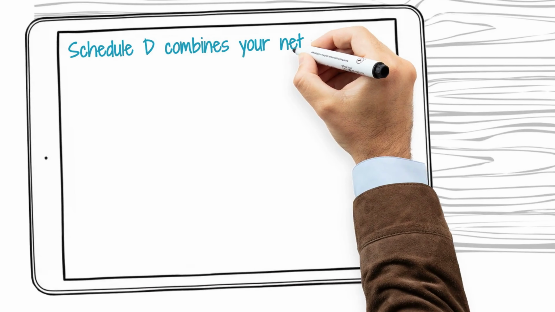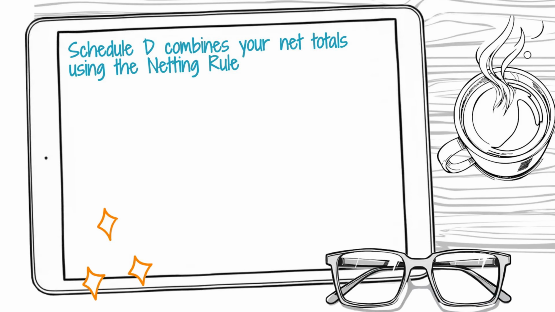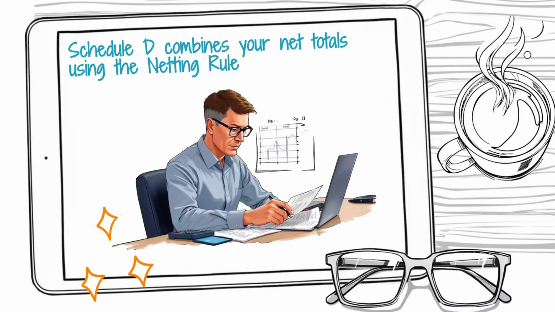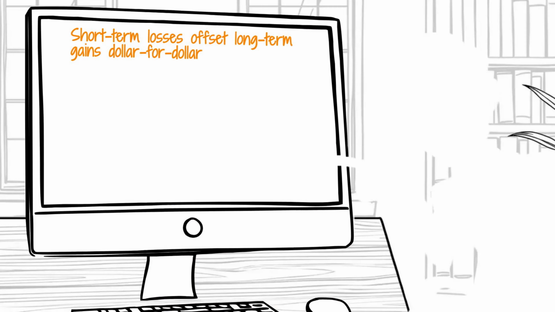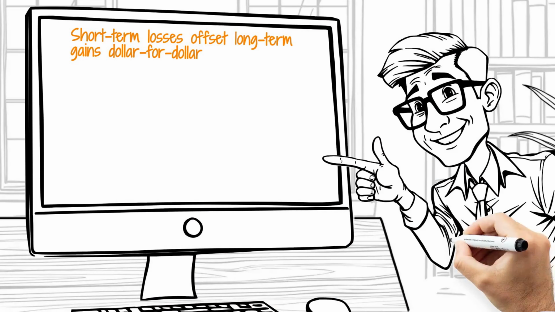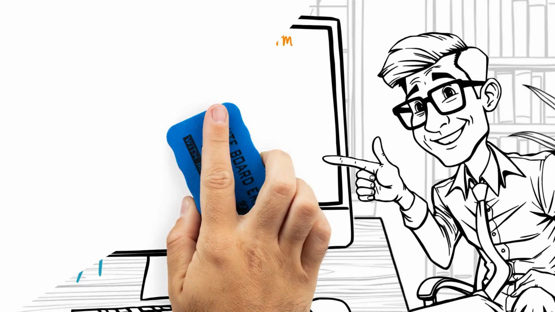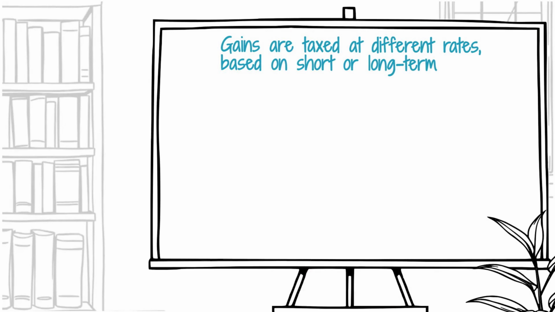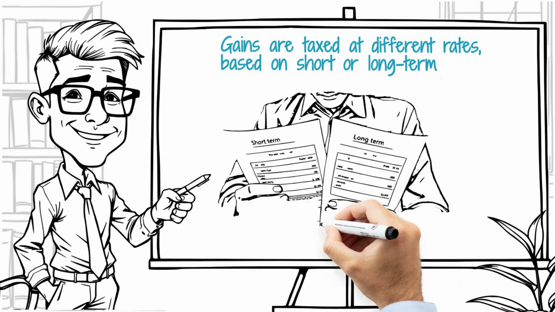Once you have your net totals for both Part 1 and Part 2, Schedule D takes you through a specific sequence called the netting rule. This is where you combine your short-term results with your long-term results to find one final number. If you have a short-term loss and a long-term gain, the loss cancels out the gain dollar for dollar. If you have losses in both categories, they combine to create a total capital loss. If you have gains in both, they are taxed separately. Your short-term gain at your high ordinary income rate and your long-term gain at the lower preferential long-term capital gains rate.